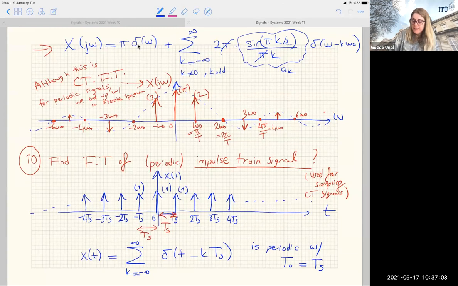Periodic with TS. Now, I asked you the Fourier transform, but you saw that it's periodic. So the idea would be to calculate the Fourier transform of a periodic signal. You would find its Fourier series coefficients AK, right? And then take shifted impulses at those k omega 0, multiples of the fundamental frequency. That's it.